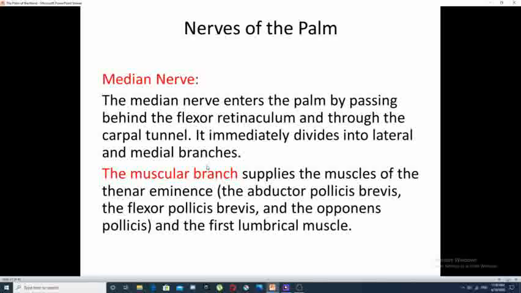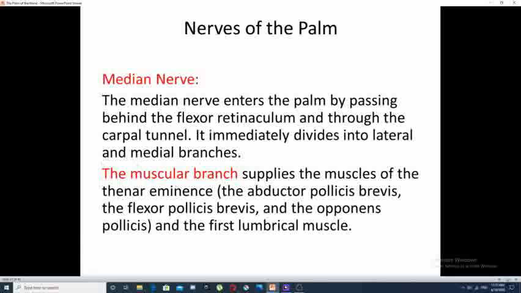Nerves of the palm of the hand. Two important nerves are responsible for the nerve supply of the hand. The first important nerve is the median nerve. The median nerve enters the palm of the hand by passing behind the flexor retinaculum and through the carpal tunnel. Here it immediately divides into lateral and medial branches.